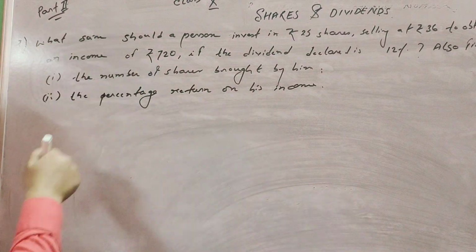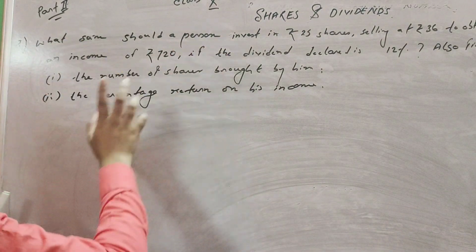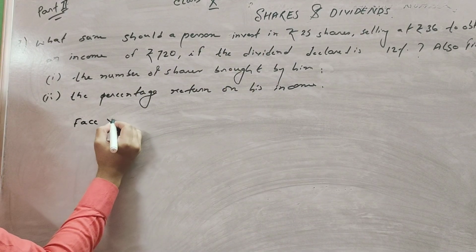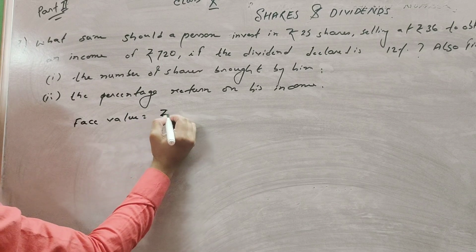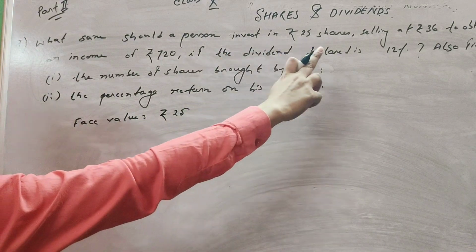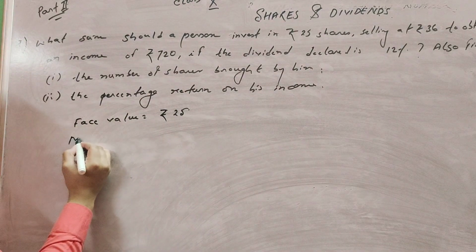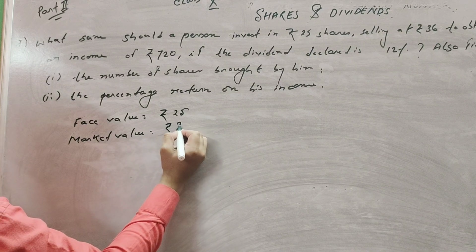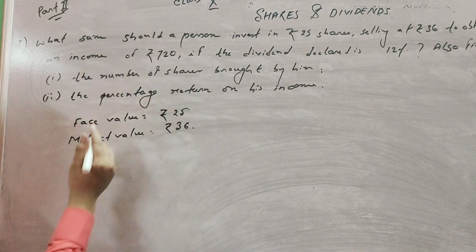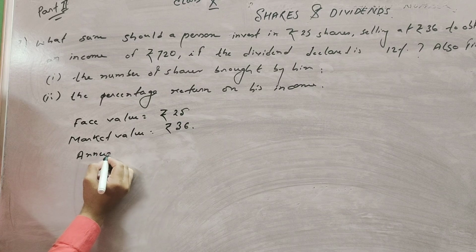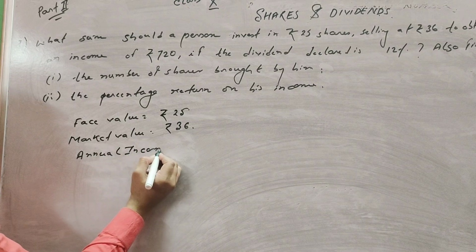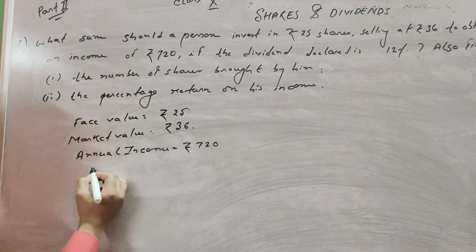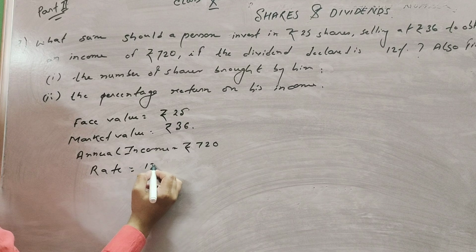So, what sum should a person invest in rupees 25 shares? That is, the face value is given. Face value is rupees 25. Shares selling at rupees 36, that is the market value. Market value is rupees 36. To obtain an income, that is annual income. Annual income is given rupees 720. If the dividend is declared, that is, the rate is given, 12%.